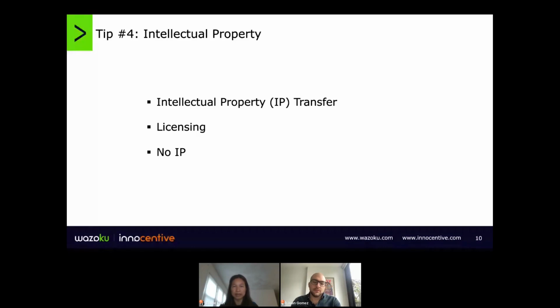Alternatively, in a licensing scenario, the solver retains their intellectual property, but gives the seeker a license to use the concept. Finally, there are situations where no IP is transferred at all. In these cases, seekers are promoting the research and development of new technologies in order to advance the field and improve awareness surrounding the problem.